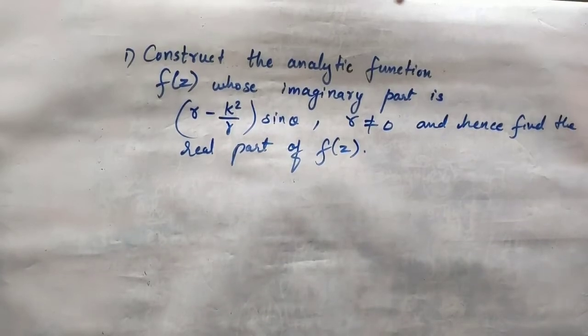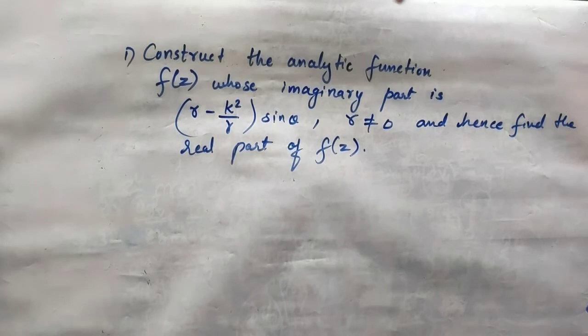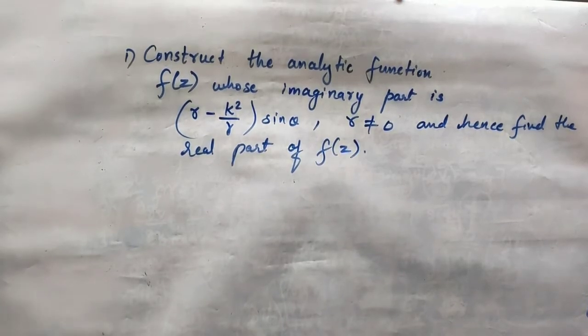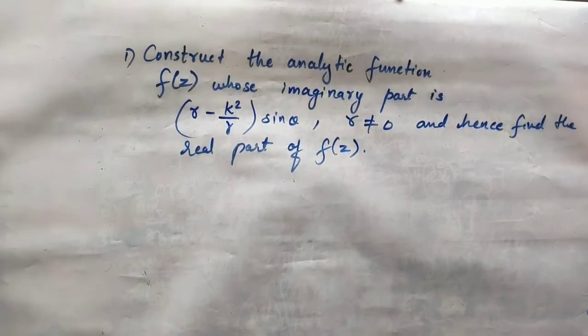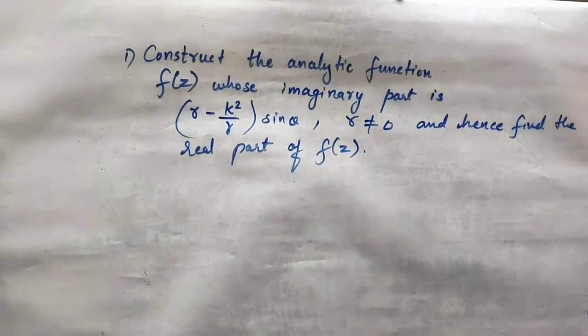Students, in my previous session we just worked with one problem on Cartesian form, that is we were given the imaginary part, or the same thing you can follow for the real part as well. That's not that difficult, but I thought of working with one more problem in polar form. If the real part or the imaginary part of any analytic function is given in polar form, how do we work with such a problem?